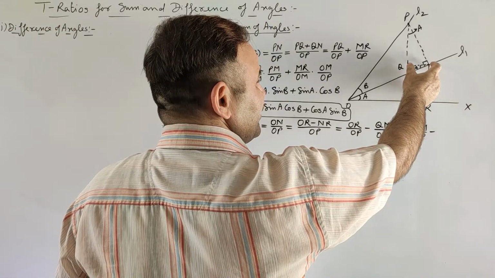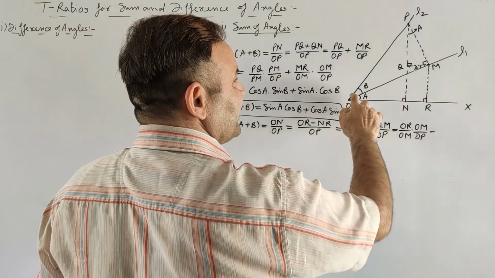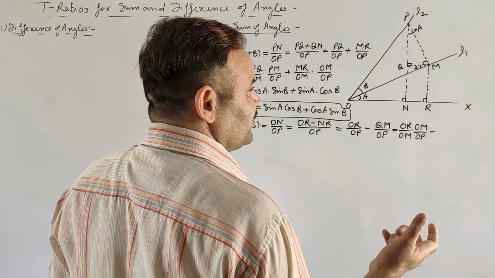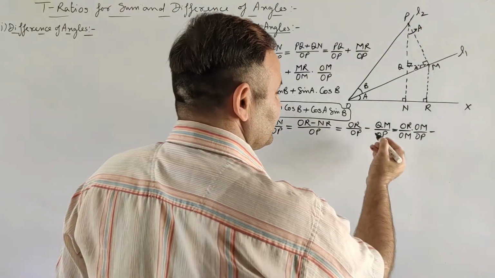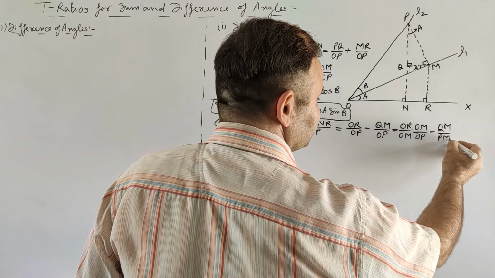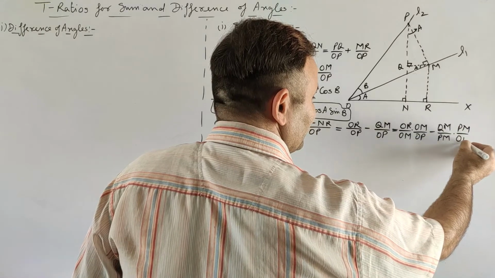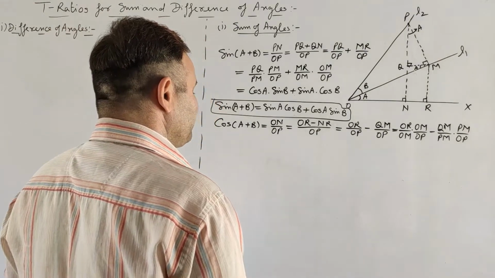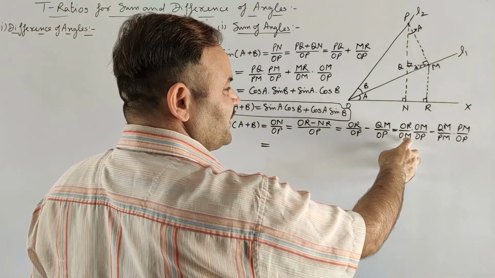QM is of triangle PQM and OP of triangle OPM. So the side common to both these triangles will be PM. So QM upon PM into PM upon OP, by multiplying numerator and denominator both by PM. This is equal to what is OR upon OM.